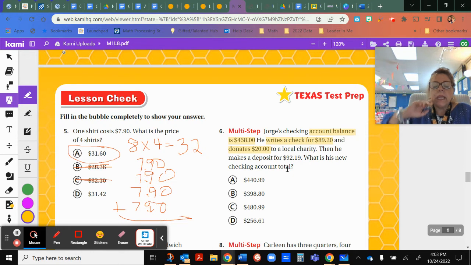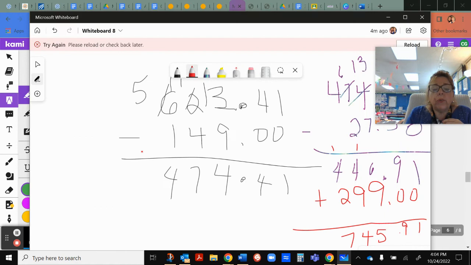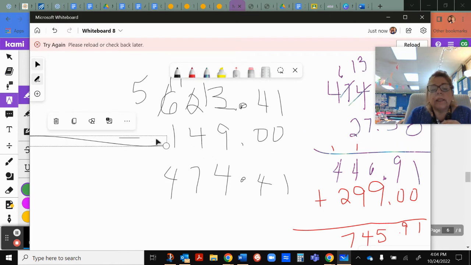So then he makes a deposit. Oops, there we go. Ding, ding. I'm going to put that in green because this is what we're adding in. Should actually do this one in red, right? Why is it doing that now? I don't know why. I'm just going to stop there. So what is his new checking account balance? All right, well, let's just go ahead and switch over to my whiteboard and go to a clean spot.